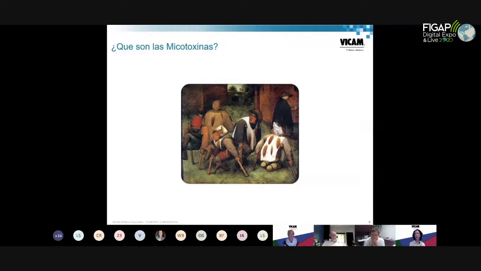This is actually a painting about a situation in the Middle Ages, which was many years ago, where people had eaten ergot alkaloids, a mycotoxin, in their food.